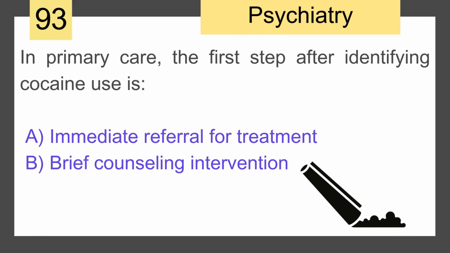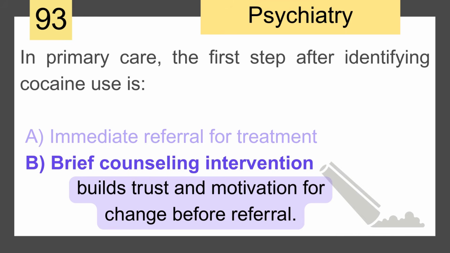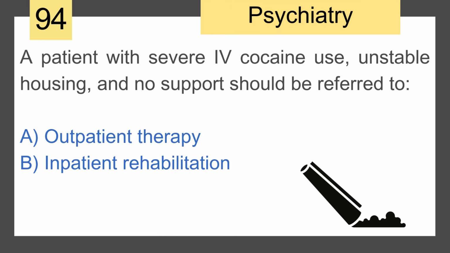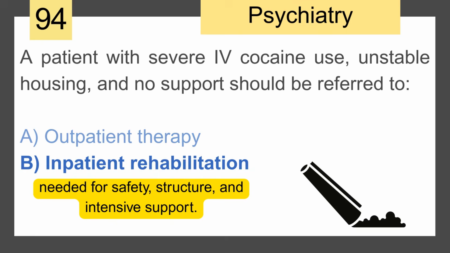Question 93. In primary care, the first step after identifying cocaine use is brief counseling intervention. Don't give them immediate referral. Talk to the patient yourself to build trust and motivation before the referral. Question 94. A patient with severe IV cocaine use, unstable housing, and no support should be referred to inpatient rehabilitation. This is something that we do in detox. We do the 6 ASAM dimensions to determine that the patient needs inpatient rehabilitation. Because if we send them to outpatient therapy, they're most likely going to go right back to their drug or their other addiction.